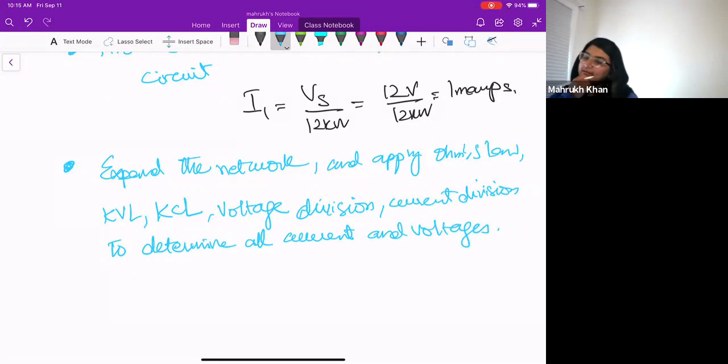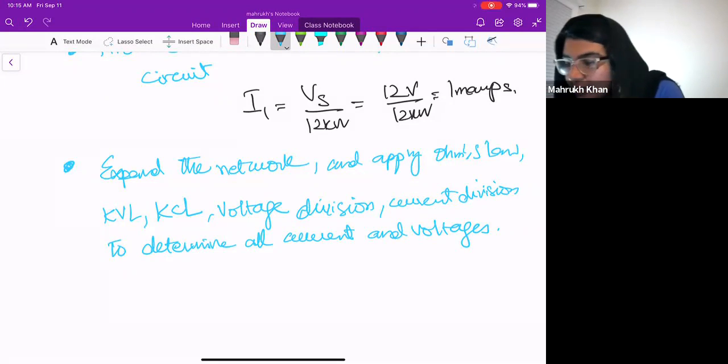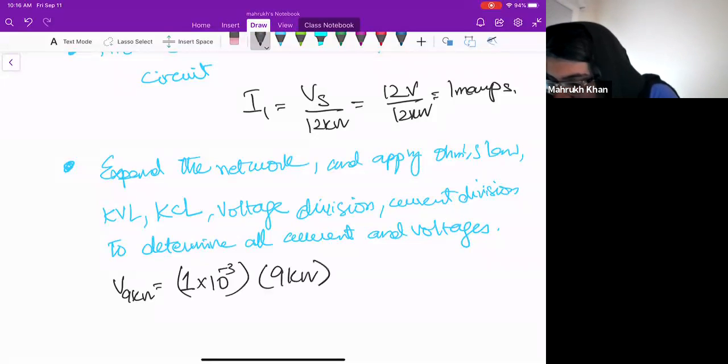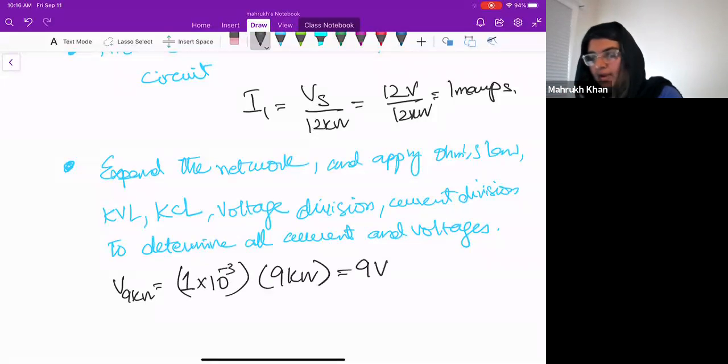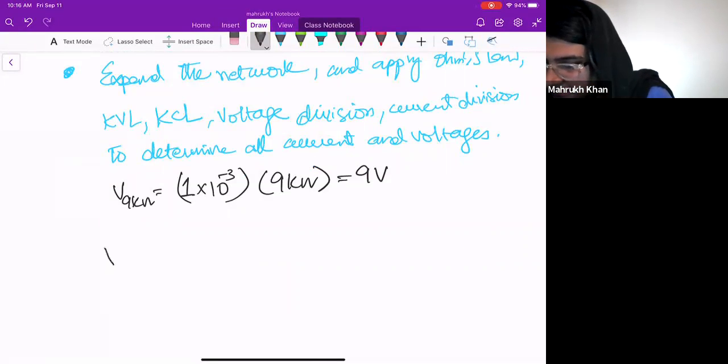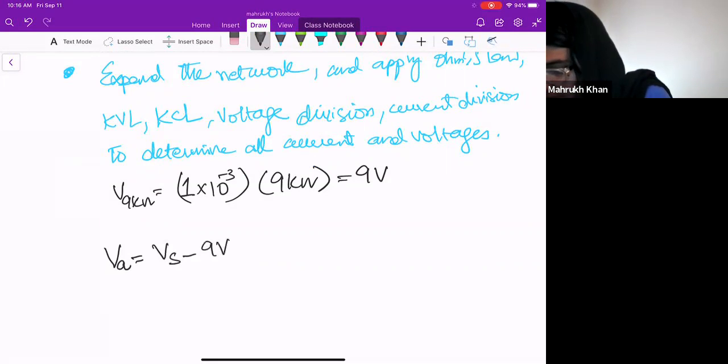So what we are saying is that we can find the voltage across the 9 kilo ohm resistance. That is 1 times 10 to the power minus 3 multiplied by 9 kilo ohms, so it is 9 volts. So VA is actually VS minus 9 volts.